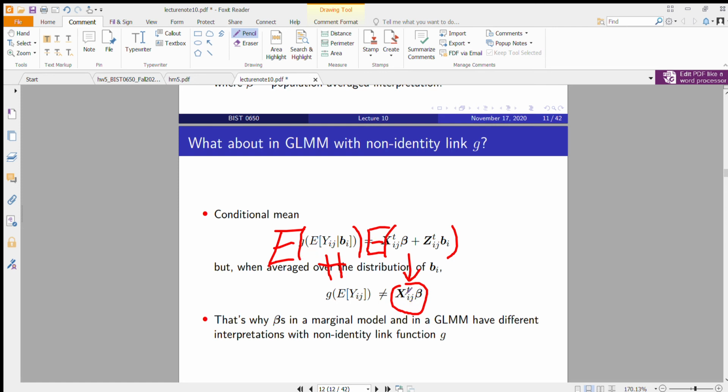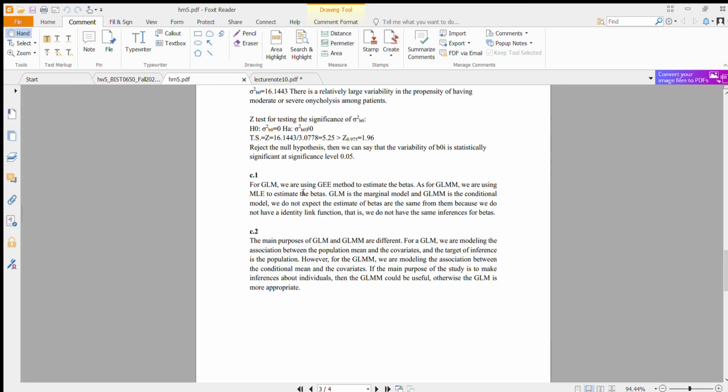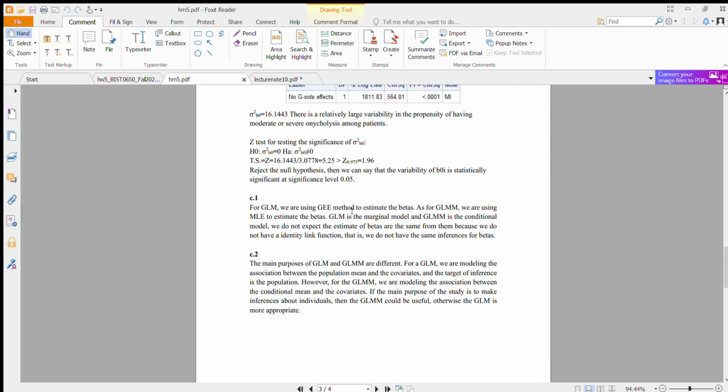You can see here, we can still get this part by calculating the expectation for this part. But on the left-hand side of the equation, if we take the expectation for this g function, we won't get this. They are not the same. That is why the betas in GLM and GLMM have different interpretations. So basically, we are modeling different things. For GLM, we are looking at the population level. For GLMM, we are looking at a given individual. That's why we have different betas for GLM and GLMM.